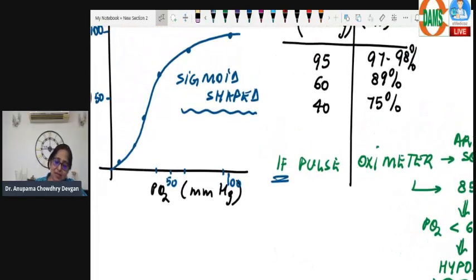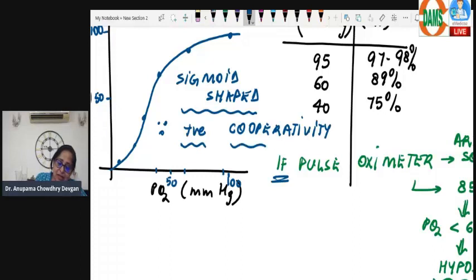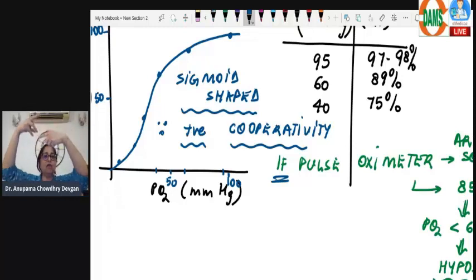This is a sigmoid-shaped curve. This sigmoid-shaped curve is because of the phenomenon of positive cooperativity. It is not a linear relationship. This is like the Greek letter sigma, sigmoid. What is positive cooperativity? You know that each hemoglobin has got four heme. Binding of the first heme with oxygen increases the affinity of the second, which increases the affinity of the third, which increases the affinity of the fourth. As oxygen binds to the hemoglobin, the affinity of heme for oxygen rises sharply. That is why it is a sigmoid-shaped curve. Initially, very low affinity. As oxygen binds with the hemoglobin, affinity rises sharply. That is known as your positive cooperativity.